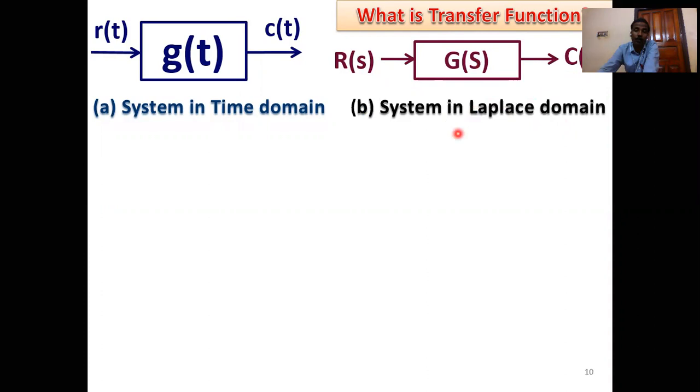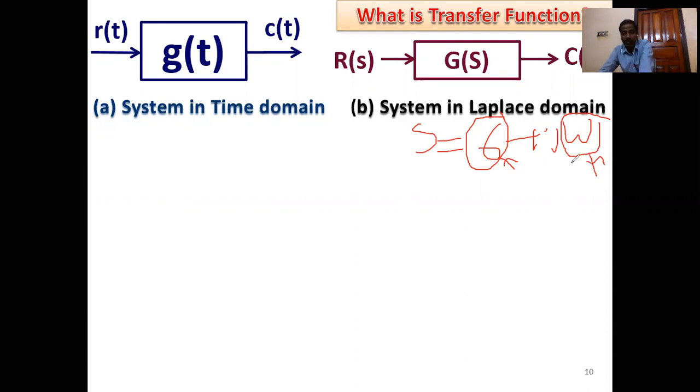This is the Laplace domain, or frequency domain, where S is equal to what? S is equal to sigma plus j omega. Sigma is called the real part, and omega is called the imaginary part. The unit of sigma is Newton, and the unit of omega is rad per second.